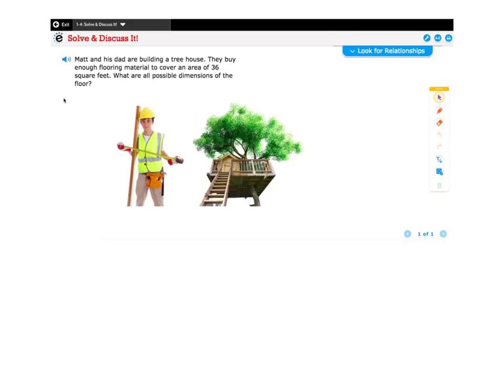Okay, so we're tasked with figuring out the possible dimensions of the floor. Do you think there's only one dimension that will work for this rectangular, 36 square foot floor? I'll give you a clue. The answer to that is no. So how are we going to figure out one or two of these possible dimensions? Go ahead, pause this, try to figure out as much as you can, and then when you're done, come back and we'll talk about it real quick.